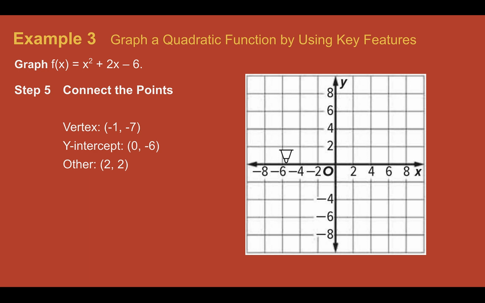So first, our vertex, negative 1, negative 7. Our y-intercept is at 0, negative 6. And the other point we figured out, when we plug in 2, we get 2. This here is half of our parabola. So let's use some symmetry.